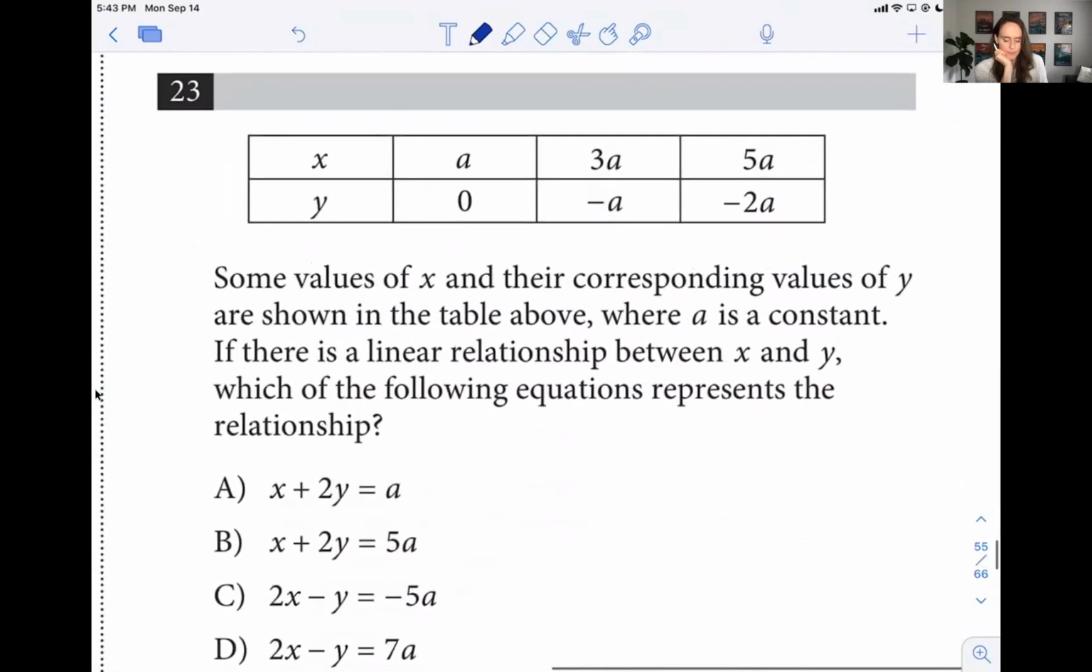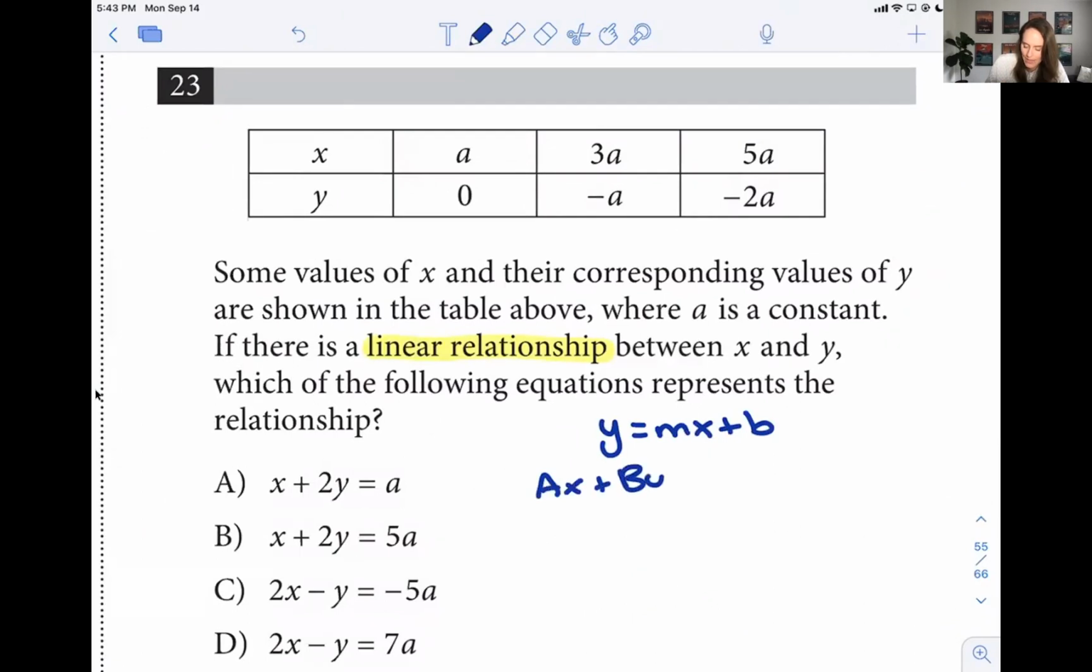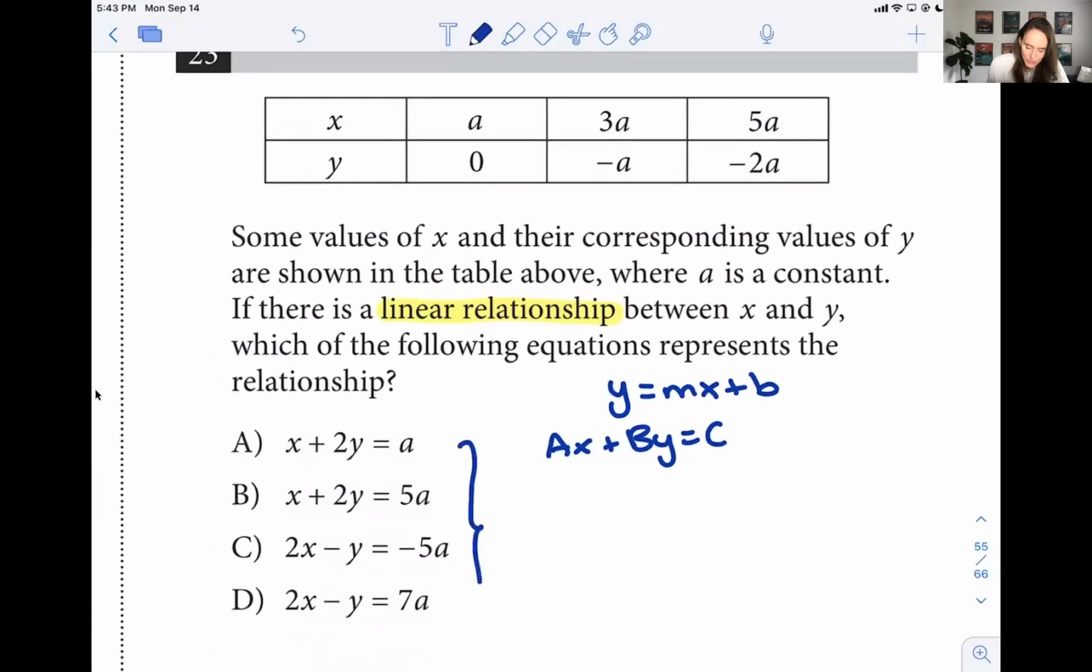So we have a table here, and then it says some values of x and their corresponding values of y are shown in the table above, where a is a constant. If there is a linear relationship, so you should have little alarm bells ringing in your head, that is y equals mx plus b, or ax plus by equals c. Either way is linear between x and y. Which of the following equations represents the relationship? And all of these answer choices are in standard form.